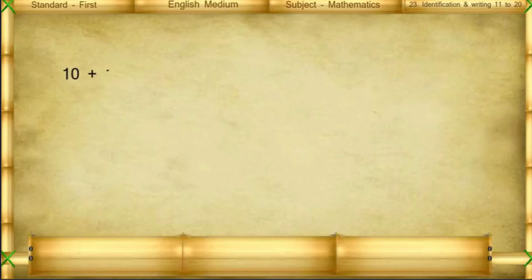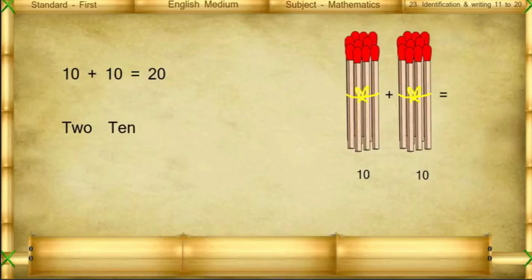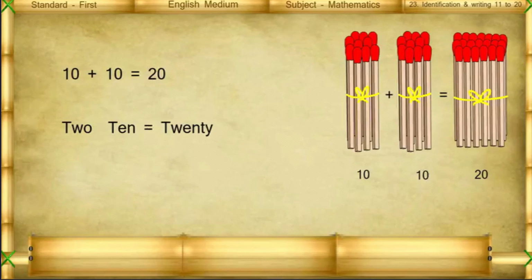10 plus 10 equals 20. 2 tens equals 20. Also, 19 plus 1 equals 20.